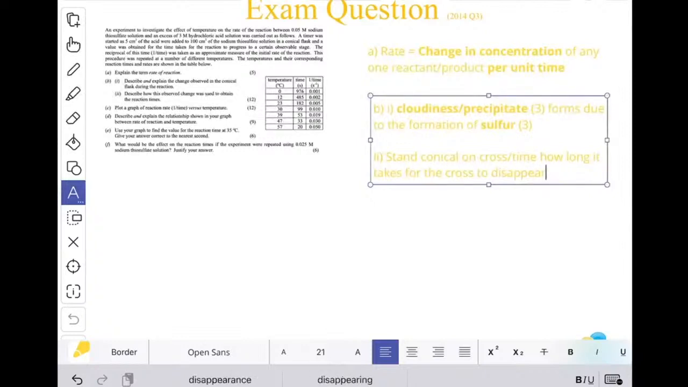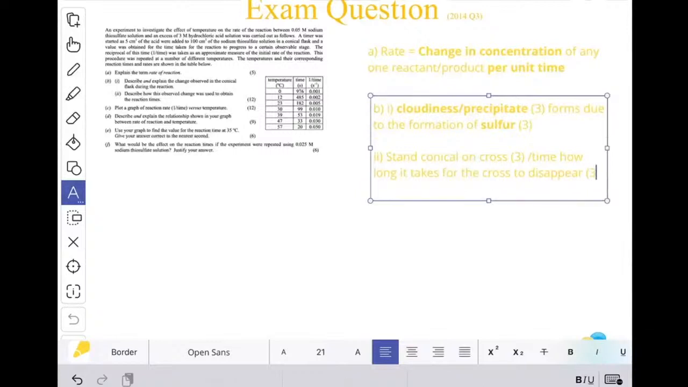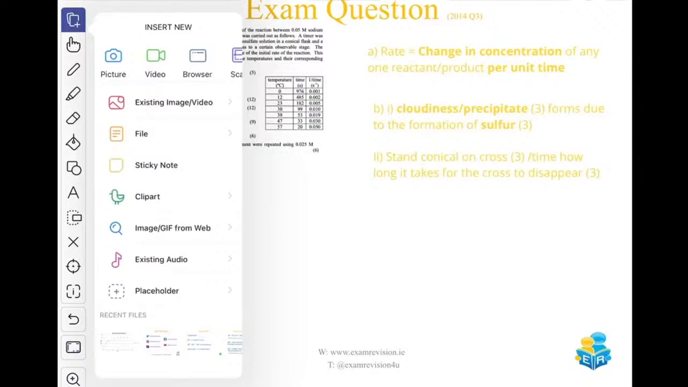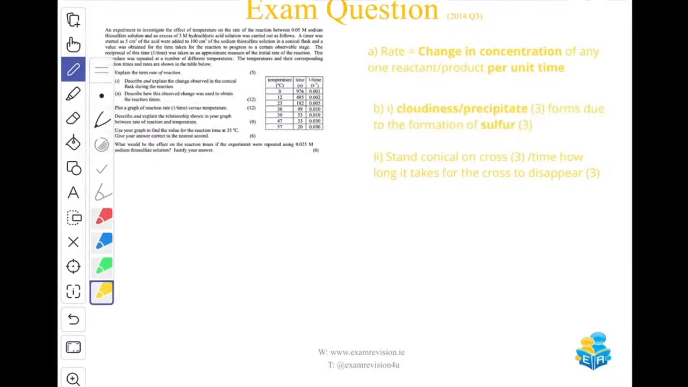So there was 3 marks for saying you stand the conical flask on a cross, and 3 marks for saying that you time how long it takes for the precipitate to disappear. So the next bit we have then is part C, and part C is asking us to plot a graph. So I'm going to try my best anyway to plot a graph for you. It asks you to plot a graph of reaction rate versus temperature.